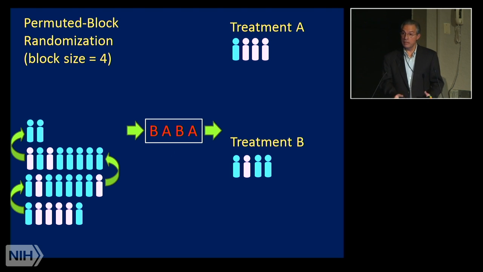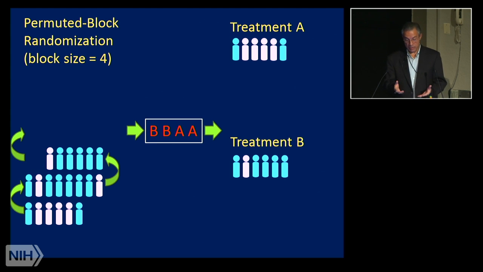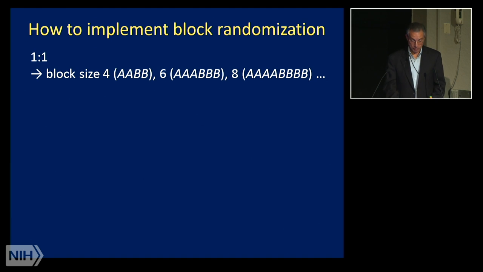So there's the next block. And then again, the computer picks a block. In this case, it's BBAA, and it assigns accordingly. That's how it works. So how do we implement block randomization? If you decide to do a block size of 4, and I have 2 treatment groups, a 1-to-1, I have 2 A's and 2 B's, and all possible permutations of those, and we saw there are 6 possibilities. So the AABB is just one of 6 possibilities.